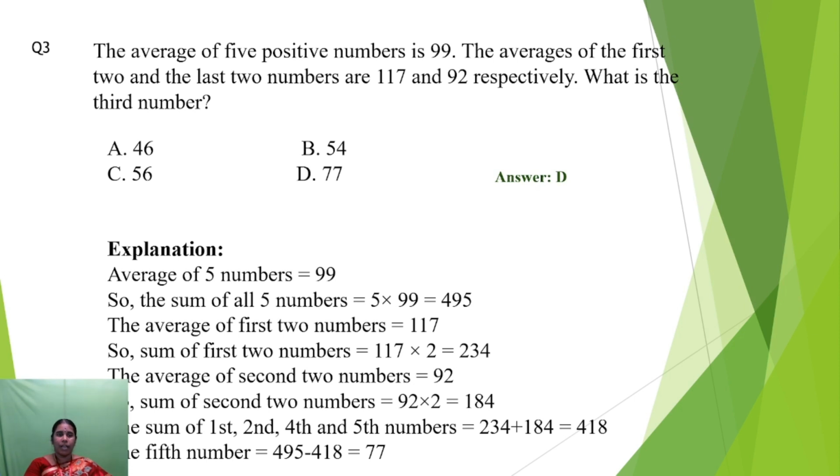So if the average of 5 positive numbers is 99, and the averages of the first two and the last two numbers are 117 and 92, then the answer for our third number is 77. In this way, we can calculate the numbers.